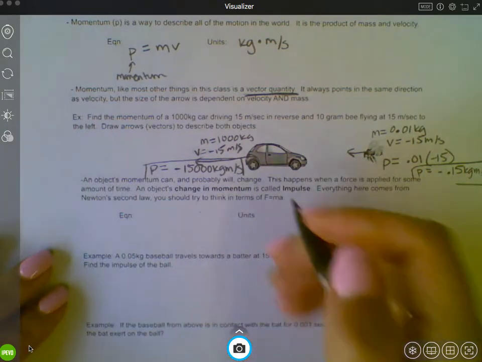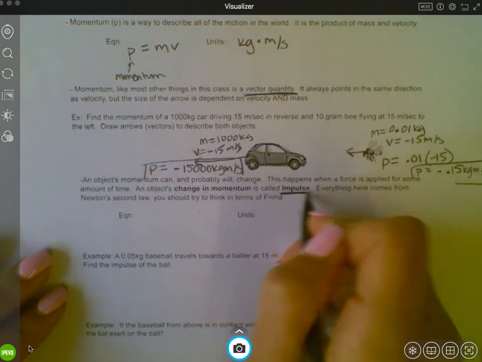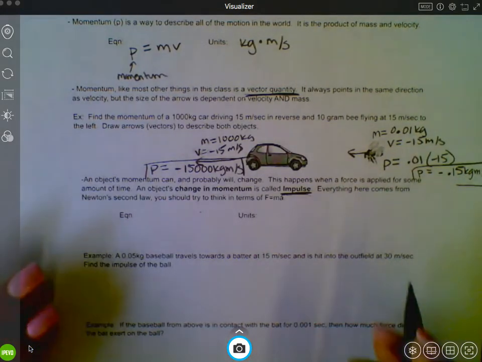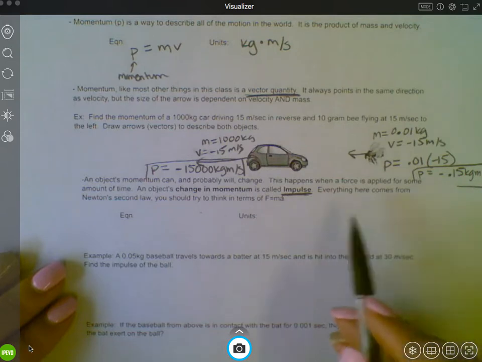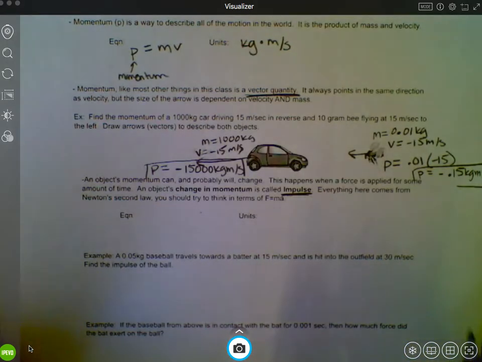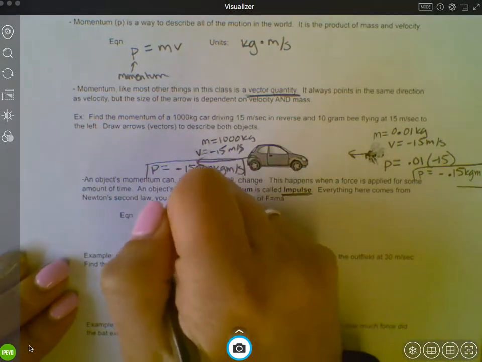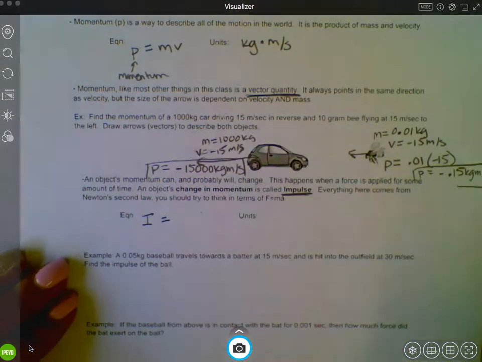This change in momentum is called impulse. Okay? The change in momentum is called impulse. Everything here comes from Newton's second law. You should try to think in terms of F equals ma. The equation for impulse, we use big I, which makes sense.